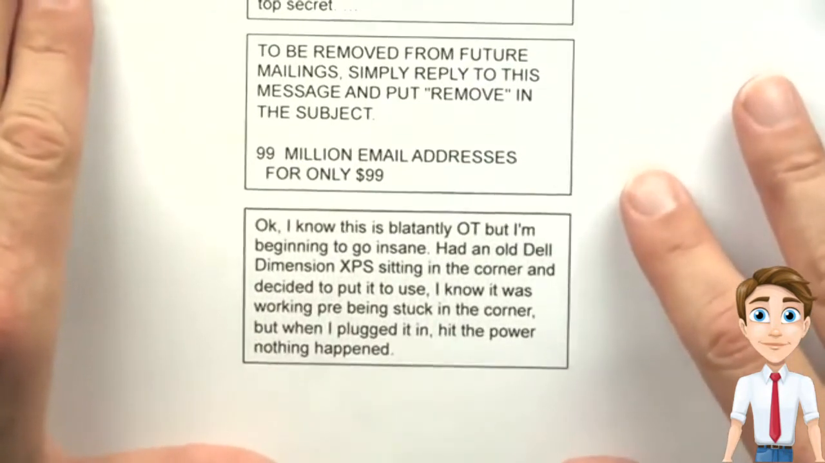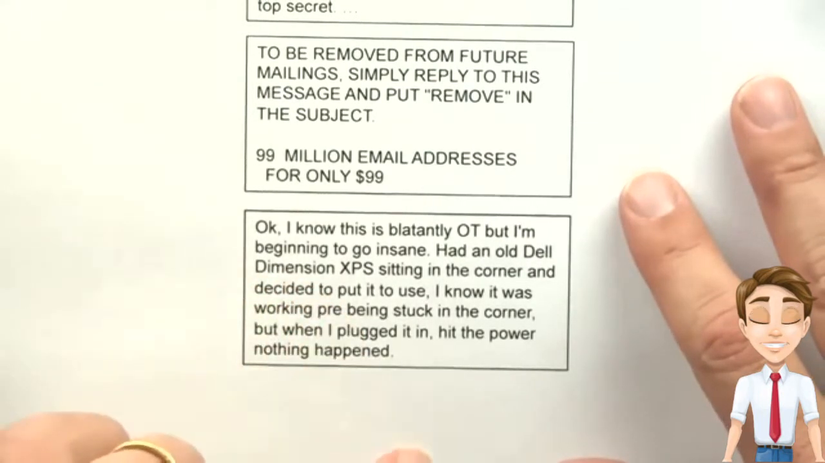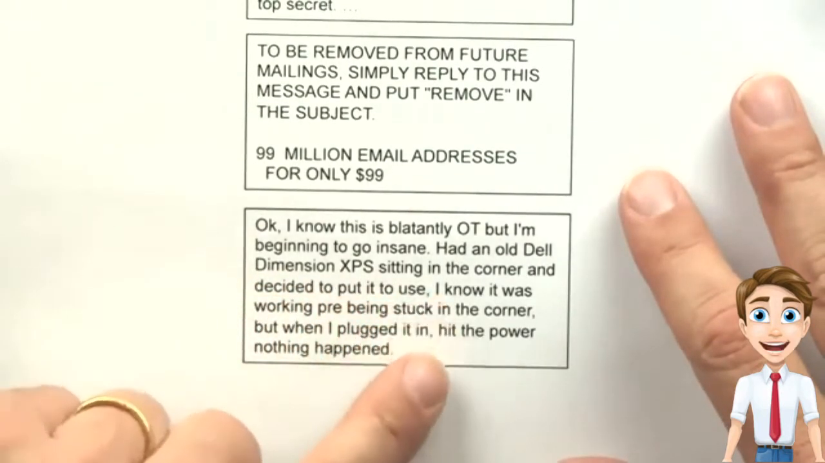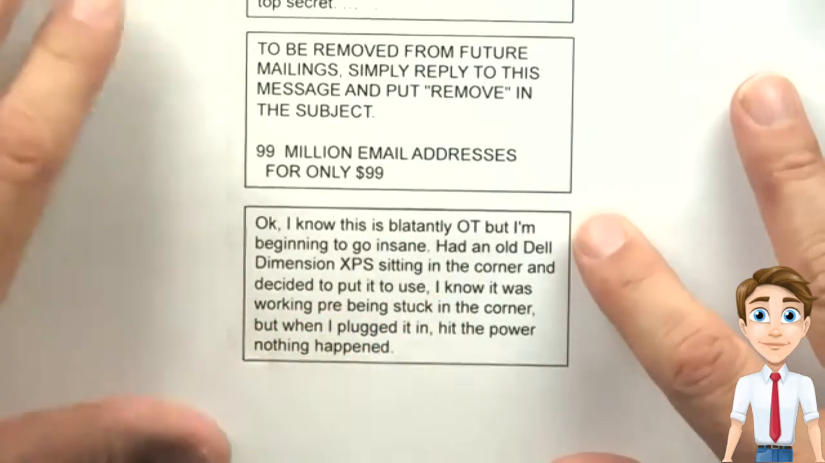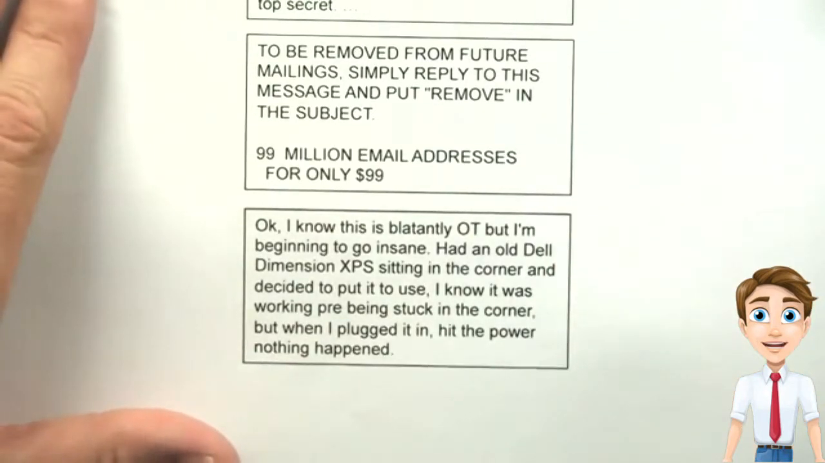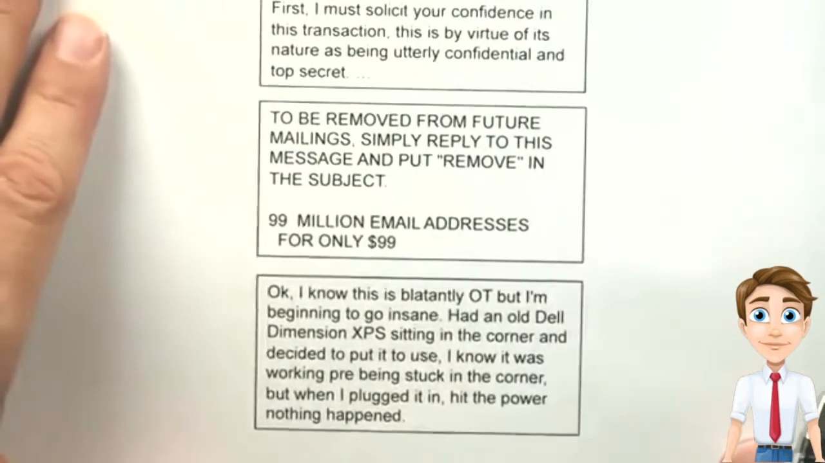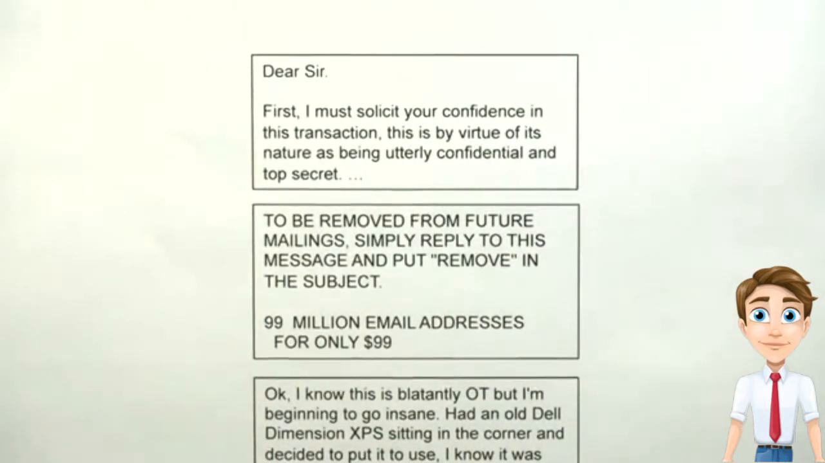And here's another one. Oh, I know it's blatantly OT, but I'm beginning to go insane. Had an old Dell Dimension XPS sitting in my corner and decided to put it to use, and so on and so on. Now this is likely not spam. How can a computer program distinguish between spam and not spam? Let's use it as an example to talk about machine learning for discrimination using Bayes networks.